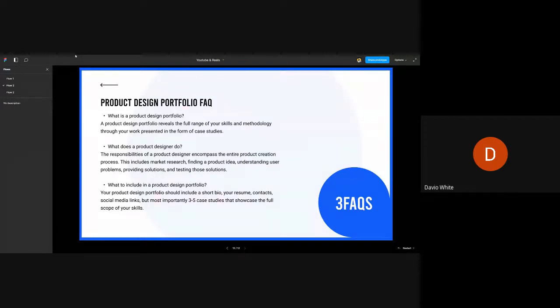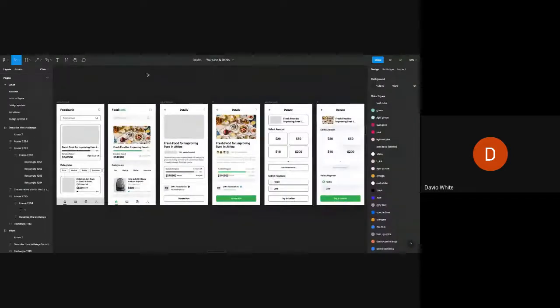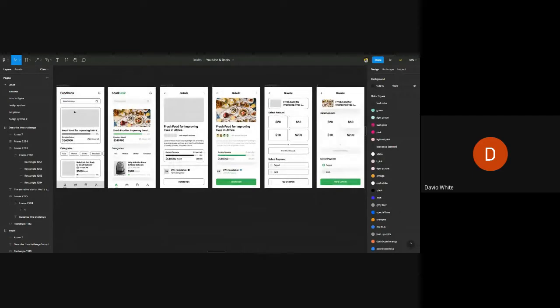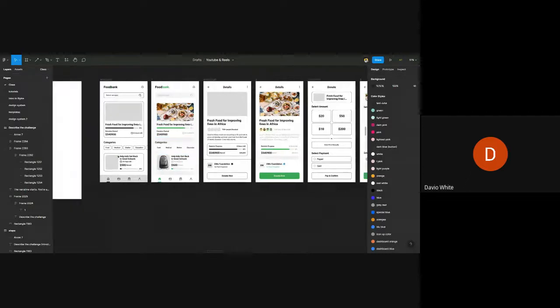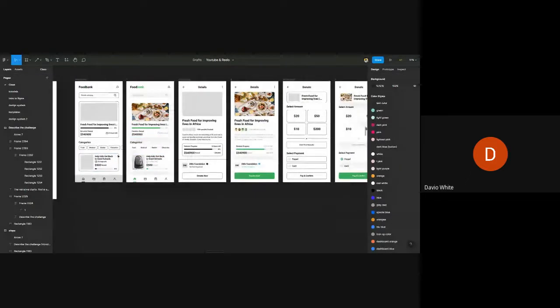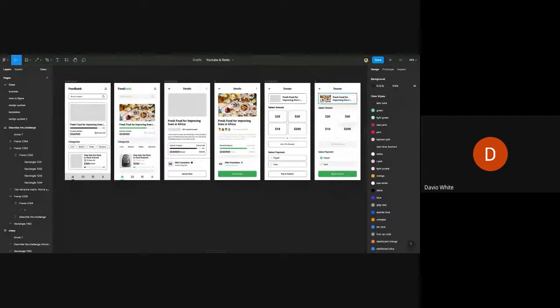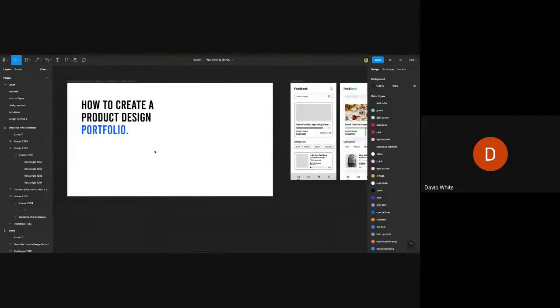I'm going to take you into this and share the stuff instead. All right, so I created this design today actually because I didn't have much time during the week. So without wasting much of the time, I'm going to be using this design to create a portfolio. So we're going to begin.